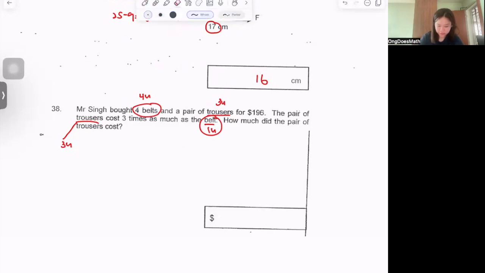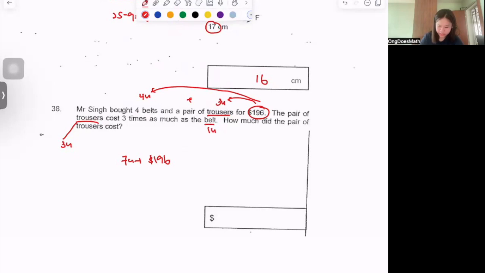So, which means that this $196 actually belong to 3 units plus this 4 units, which means that 7 units gives you $196. And they ask you for trousers. So go and find 1 unit first before you go and find out what 3 units is, because the trouser costs 3 units. So for 1 unit, it just be 196 divided by 7. So you can check your working against mine for a trouser.